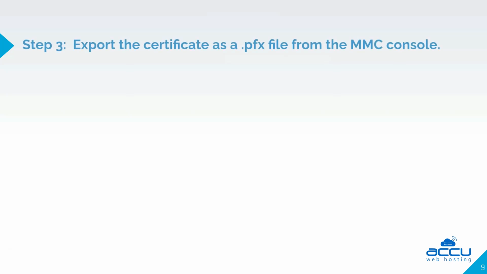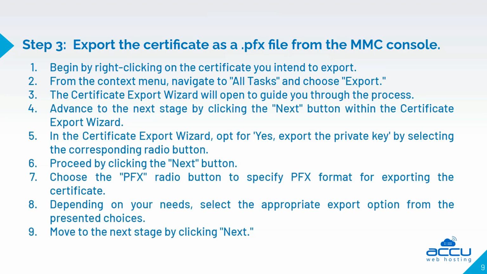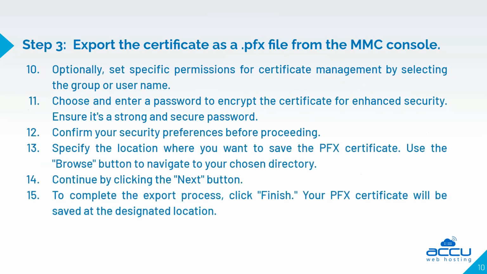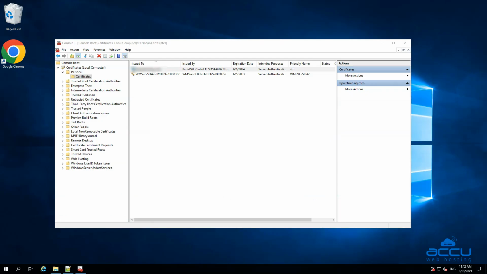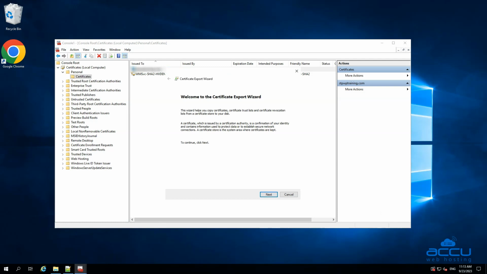Let's perform the last step 3, export the certificate as a .pfx file from the MMC console. Below are the steps that we will perform in step 3. Begin by right-clicking on the certificate you intend to export. From the context menu, navigate to All Tasks and choose Export. The Certificate Export Wizard will open to guide you through the process. Advance to the next stage by clicking the Next button within the Certificate Export Wizard.